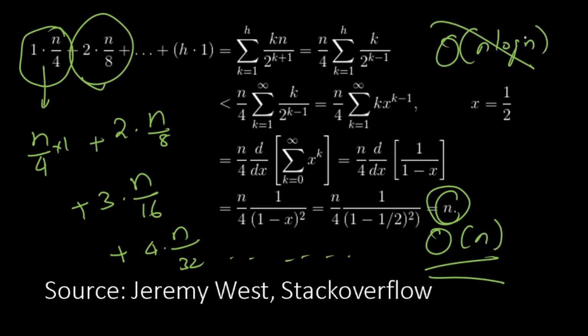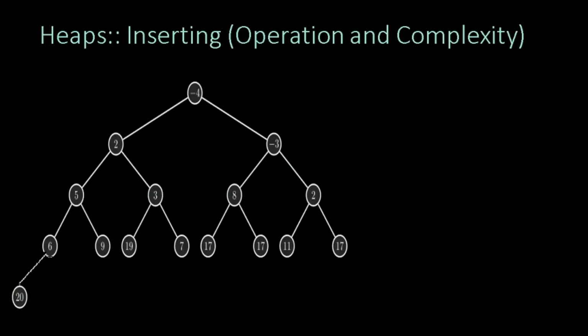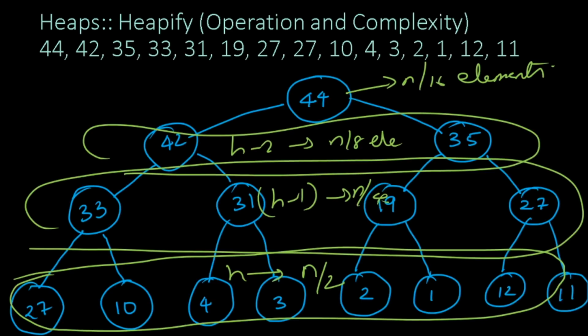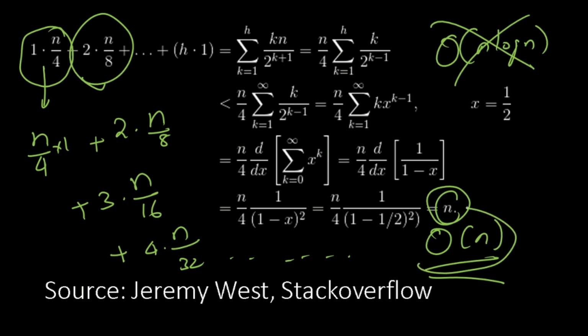If you were inserting elements one by one, that will be n times log n, which is order of n log n. But if we directly create a heap with the heapify strategy, our complexity is only order of n.